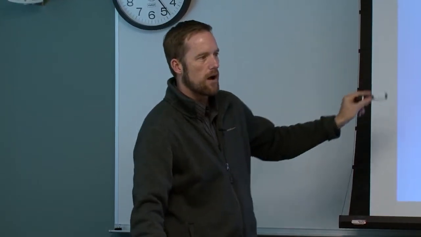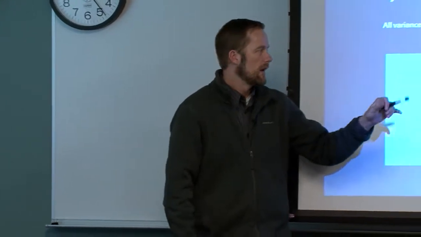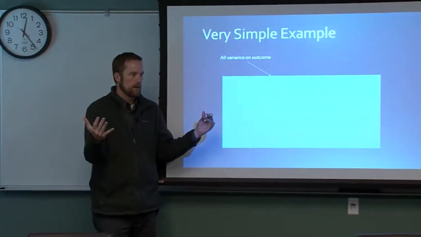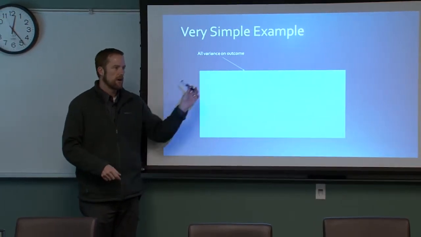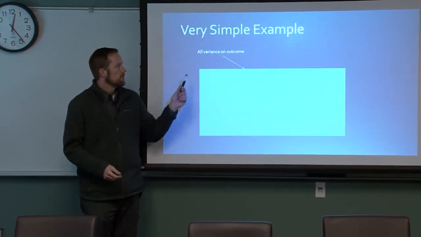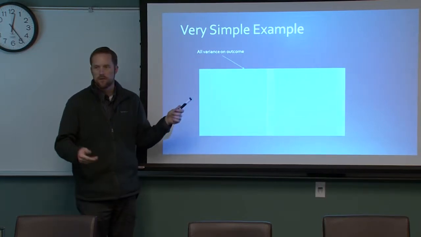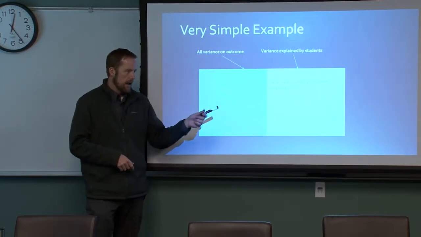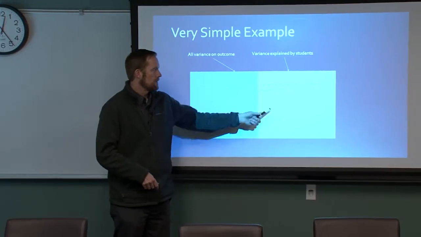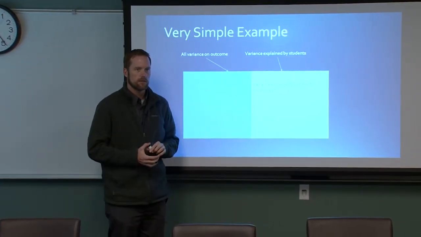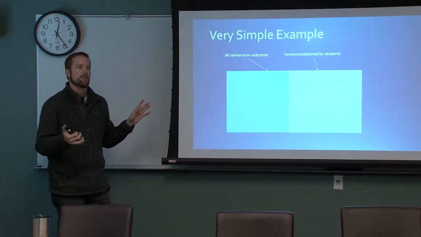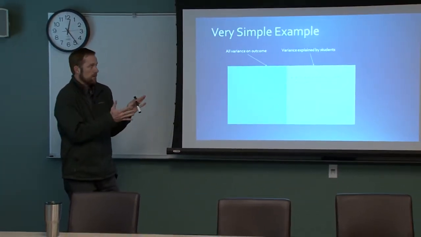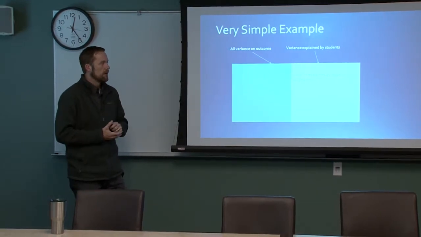If you think of this box as an outcome, right? It's all the variance, all the variability in the outcome. So we go give our classes an IQ test, and this represents the variability on the outcome, right? So if you add some student level predictor, right? And it explains roughly 50% of the variability, right? So now 50% of the variability is explained by some student factors, when we just do a single level.